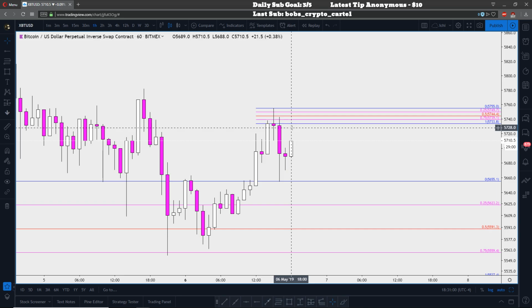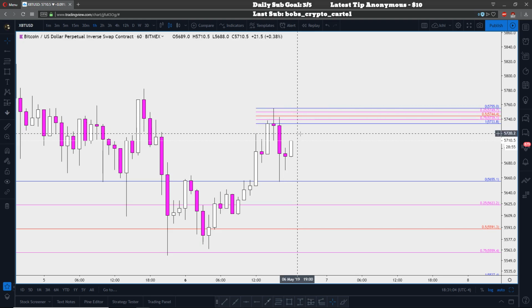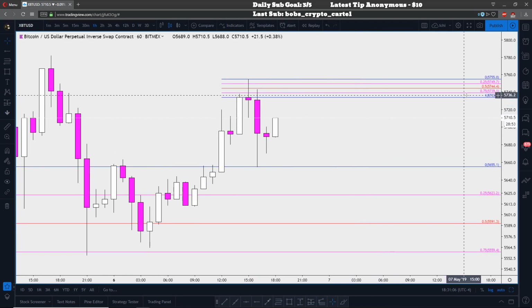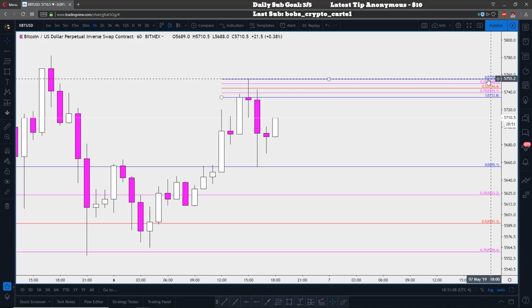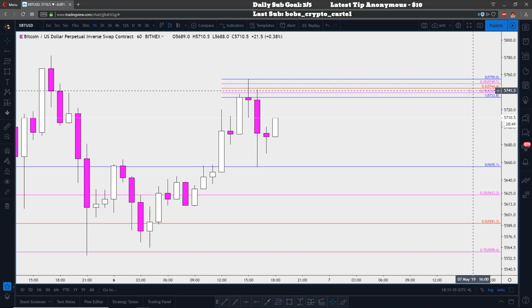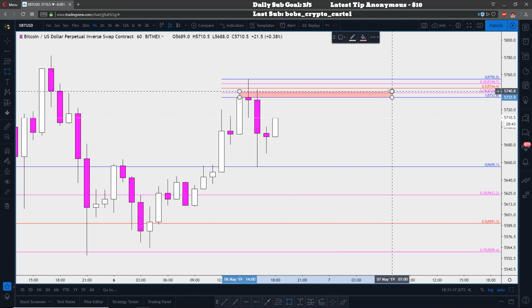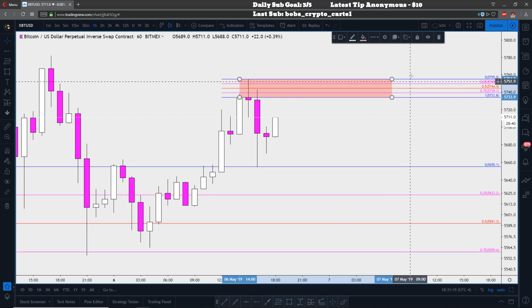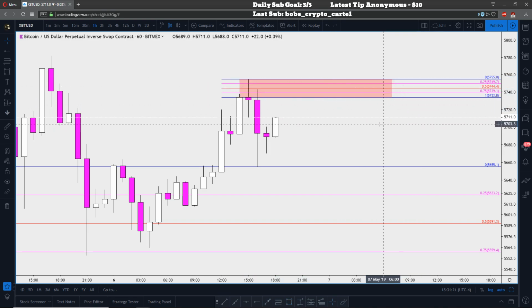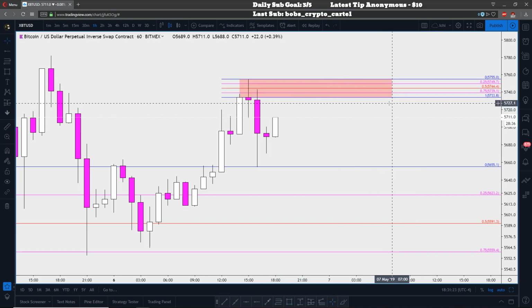What's the logic behind using a fib on wicks versus the entire range? It's not a fib, it's just a quadrant. It's just using the 75, 50, 25, 0. It's just to mark the range. I just think it looks better than just coloring it with a box. Yeah, but they're not based on fibs.